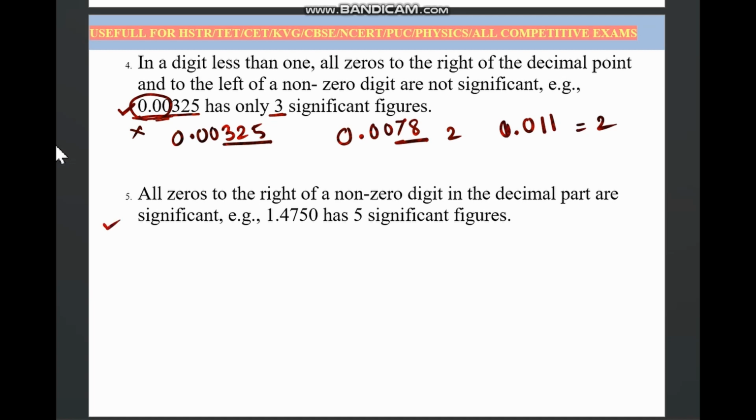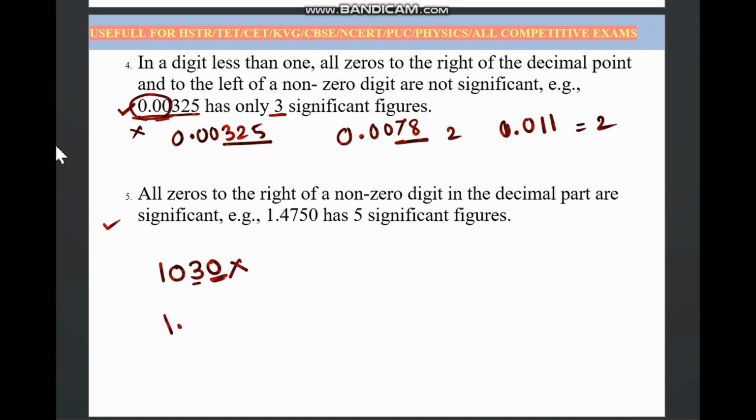Let's go to rule 5. All zeros to the right of the non-zero digit in the decimal part are significant. See, already we have seen 1030. In this the last zero is non-significant because this is not a decimal number. This is, see here, not a decimal number. So this ending zero, or a zero after the non-zero number, is not significant.